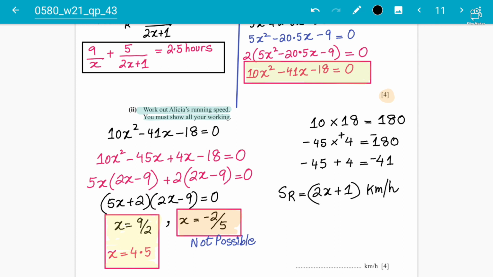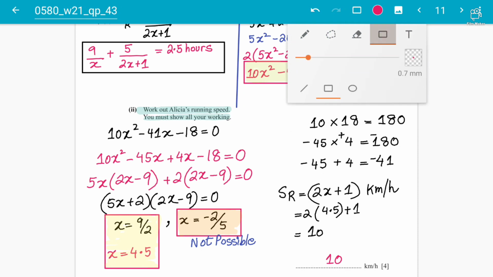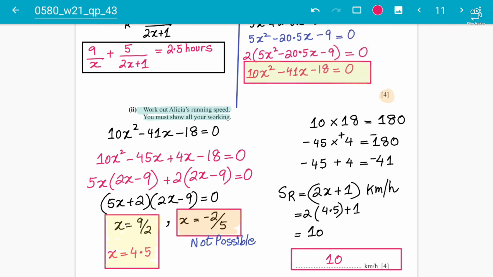So here we go, students, you have to plug in the x value here as well. 2 into 4.5 plus 1, that will be 10 kilometer per hour. So make sure you write the answer for the examiner as 10 kilometer per hour. You will get all 4 marks. If you write 4.5, you will get 3 marks only.